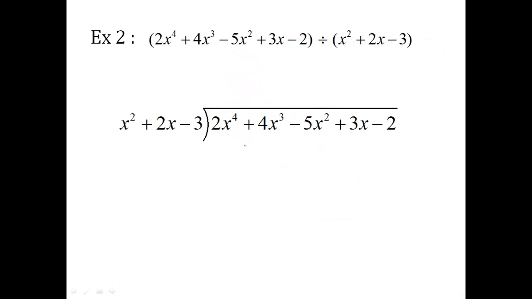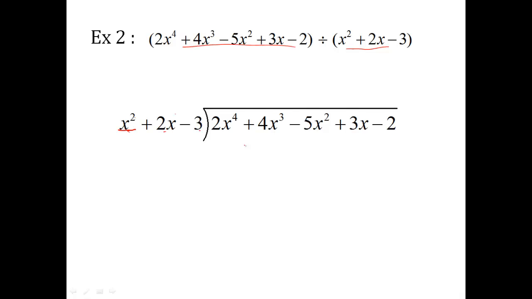Next example, okay? Here's what goes on the inside, here's what goes on the outside. The divisor, the dividend, the divisor. All right, so this one has 3 terms. Okay, notice the power of x's. It goes 2, 1, and then no x. 4, 3, 2, 1, no x. That will be important. You just always want to double check that before you start a problem.